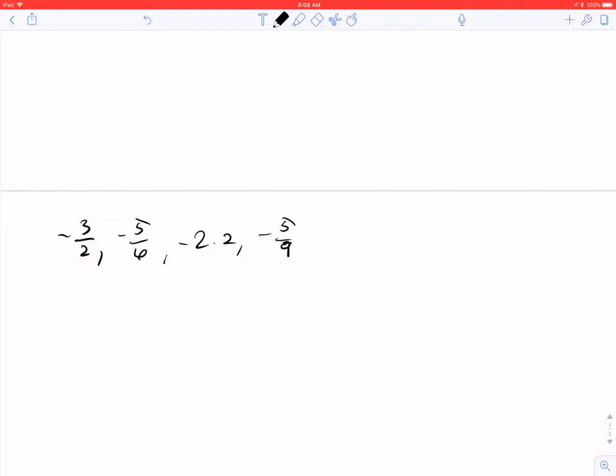so I'm going to change all of these to decimals, okay? Now you could do it in your calculator, like you could say 3 divided by 2, you'll get a decimal. Now, if you did this in your calculator, you should get, so the negative 3 by 2, you'll get a negative 1.5. Now, let's see if we were doing that by hand.